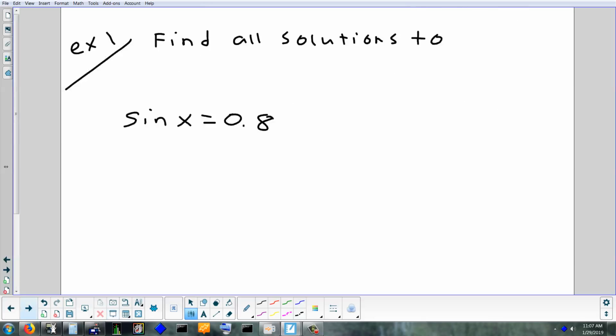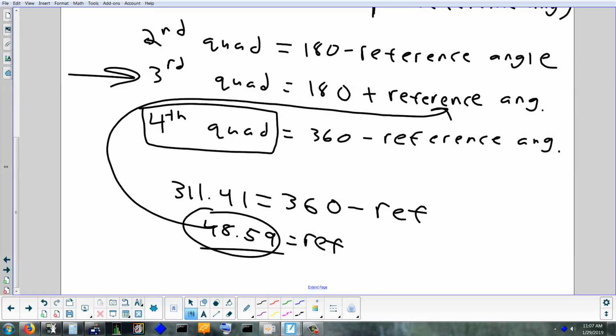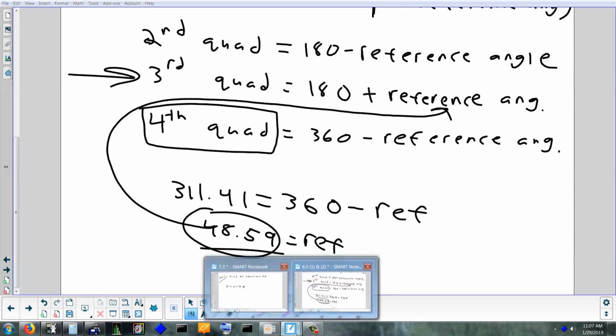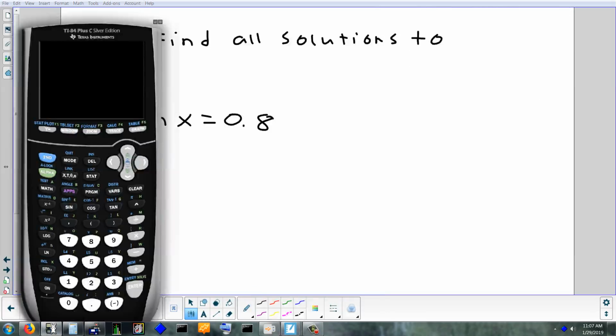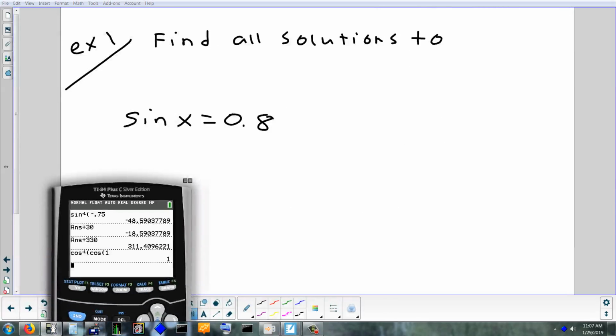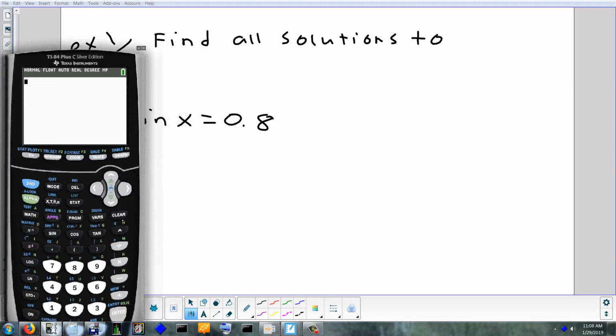All right, now we focused on how to do this algebraically last night, doing the inverse sine, getting that answer, finding the reference angle, and then adding, subtracting, using one of these formulas. Let's just focus on graphical today because that's what we're doing. So if I want to solve this graphically, what's the first thing I have to do? You have to find all solutions in one period first. Okay, so how do I do it on my calculator?